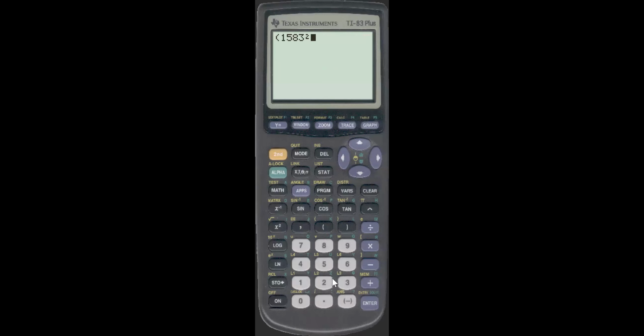1,583 squared minus 1,667 squared minus 448 squared, close parentheses for the numerator. Division bar, open parentheses, negative 2 times 1,667 times 448, close parentheses, close parentheses. That's the correct answer we're looking for.